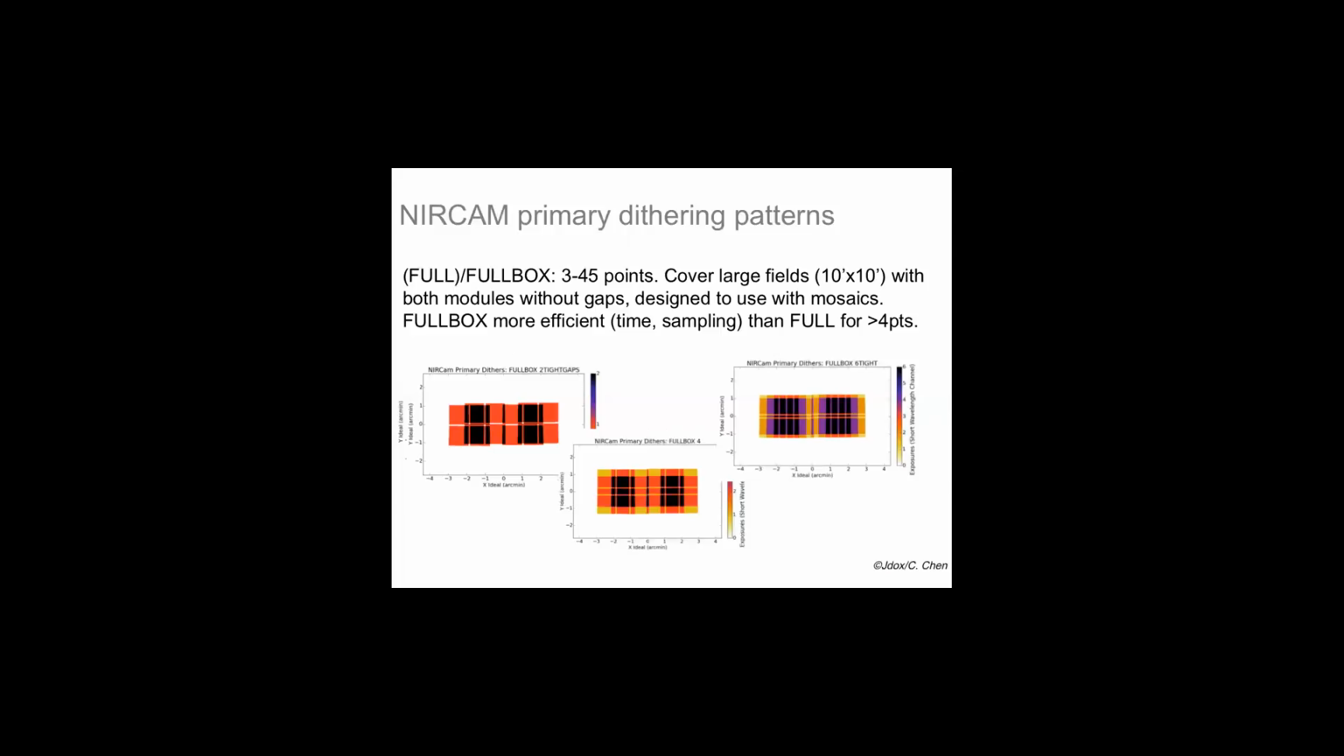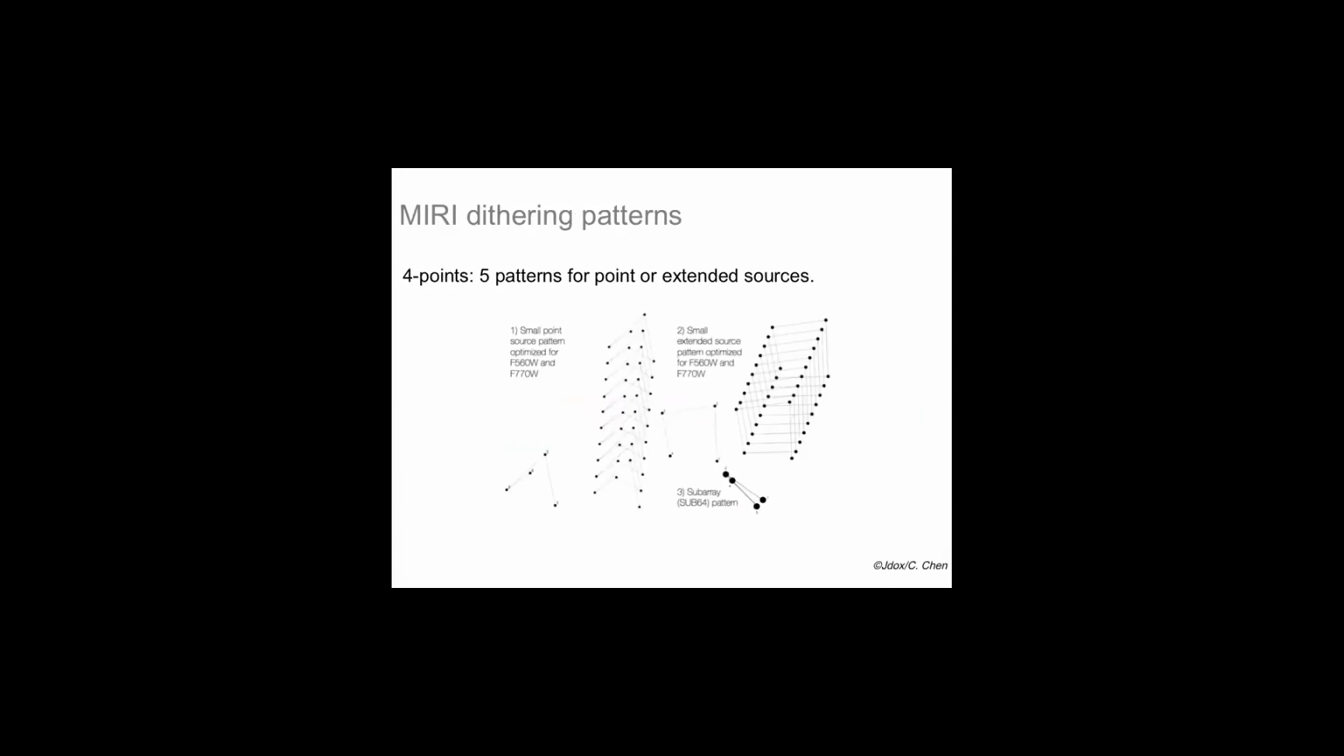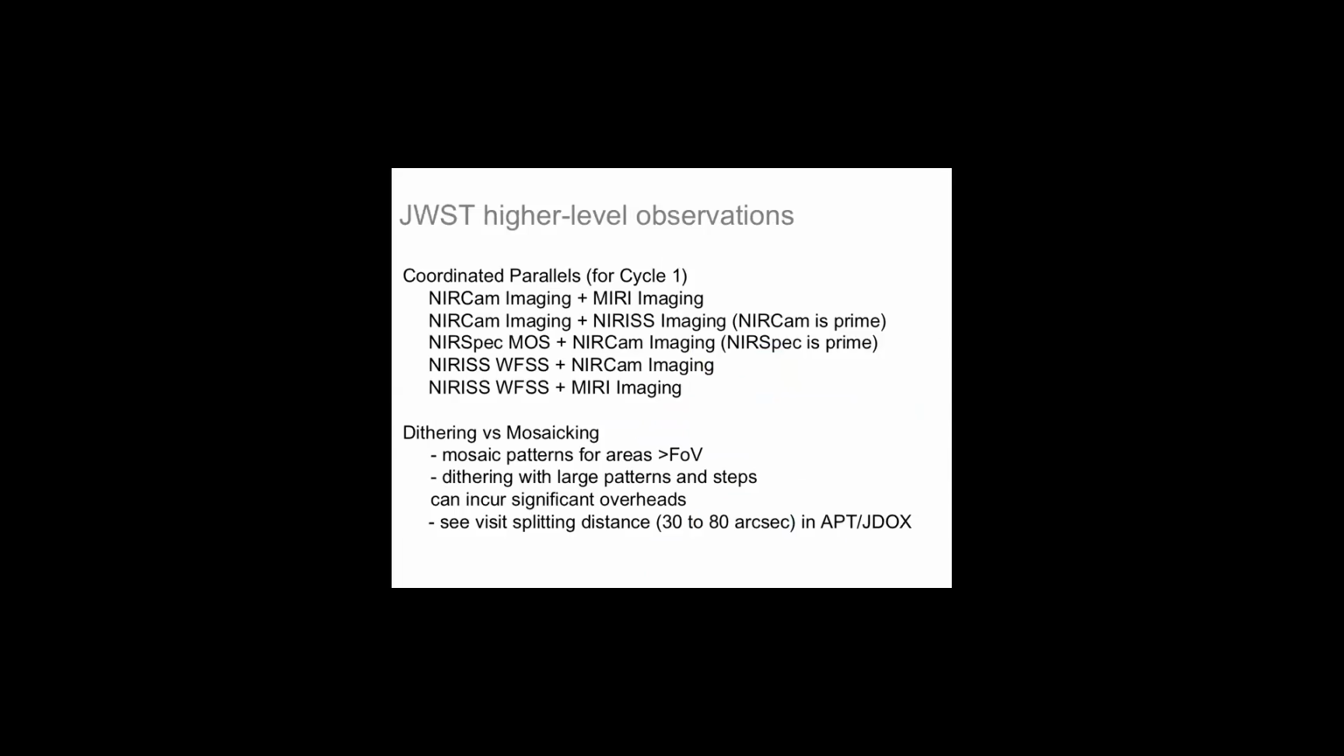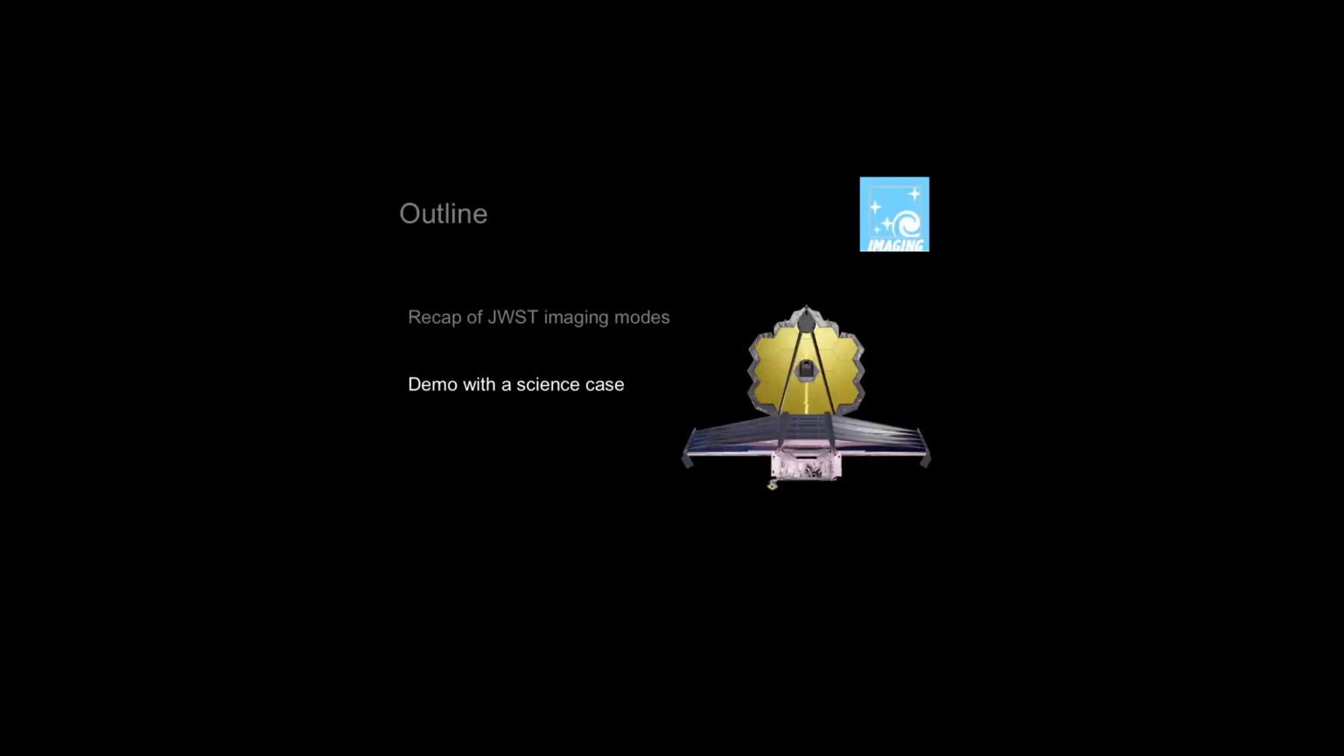Oh, okay. So what I mean is, I could do a mini dither on one module, then at the end of that pattern, I can move that module to sky. Exactly. So in the demo, actually, we'll do a background observation with MIRI, so you will see exactly that. Thank you. Any other question?